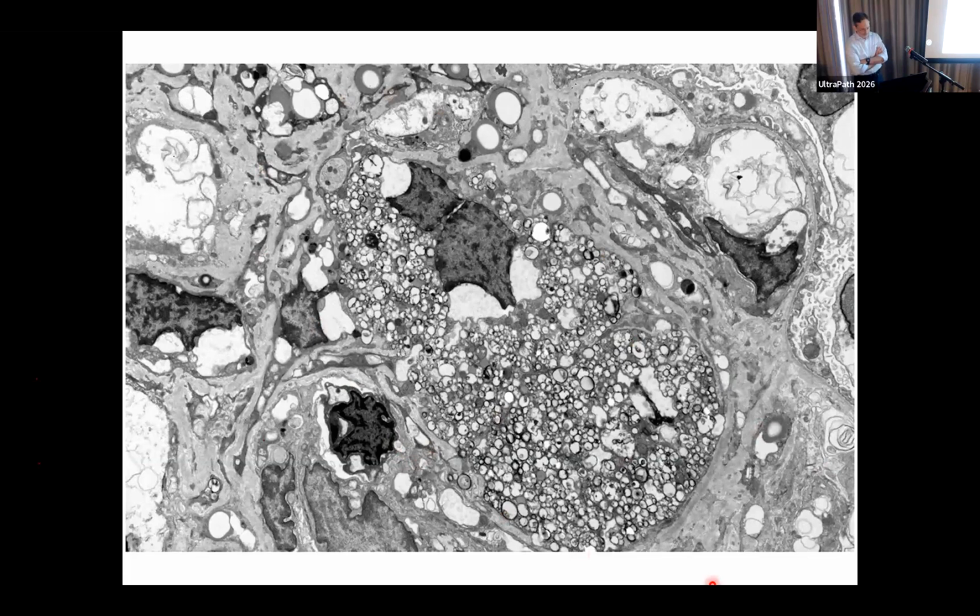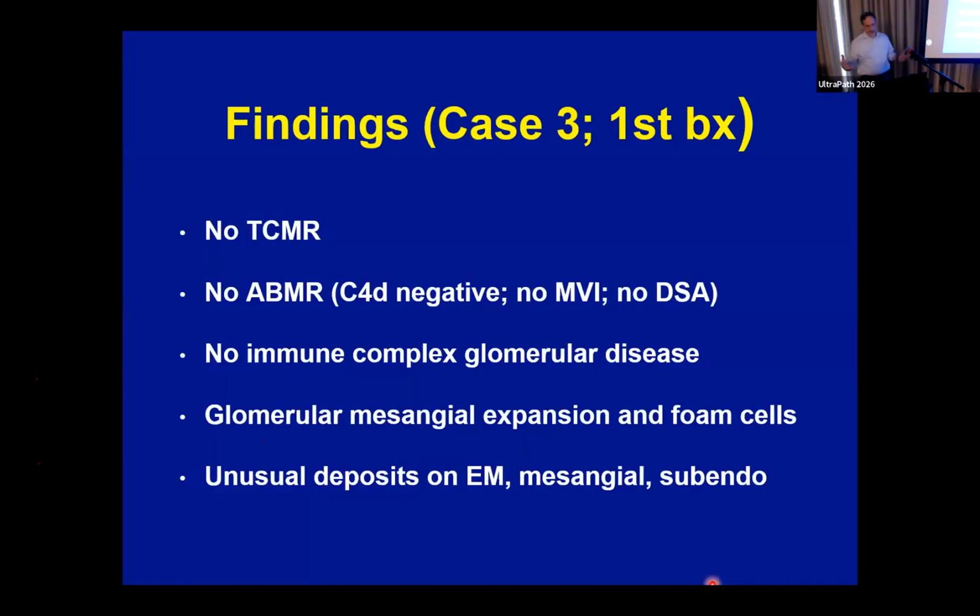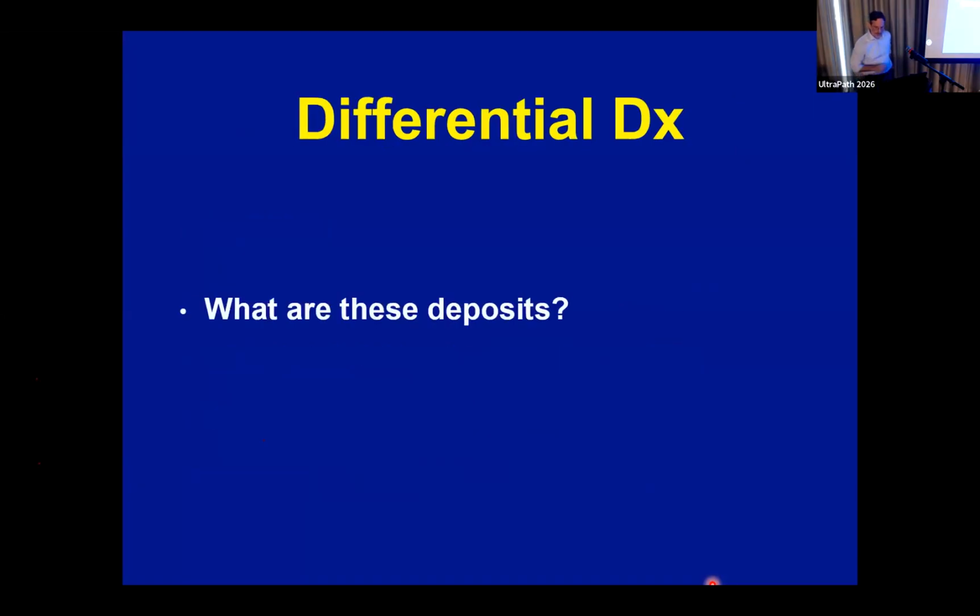So, findings: there was no rejection in this case, no acute immune complex glomerular disease, and there was this mesangial expansion and foam cells. And then there were these unusual deposits on EM, mostly in mesangial and subendothelial locations. So I was consulted on the case, asked what are these things? And I'm sure many of the audience, particularly Giovanni, who just gave her talk, say, oh, I know exactly what those are. I've seen these things before.